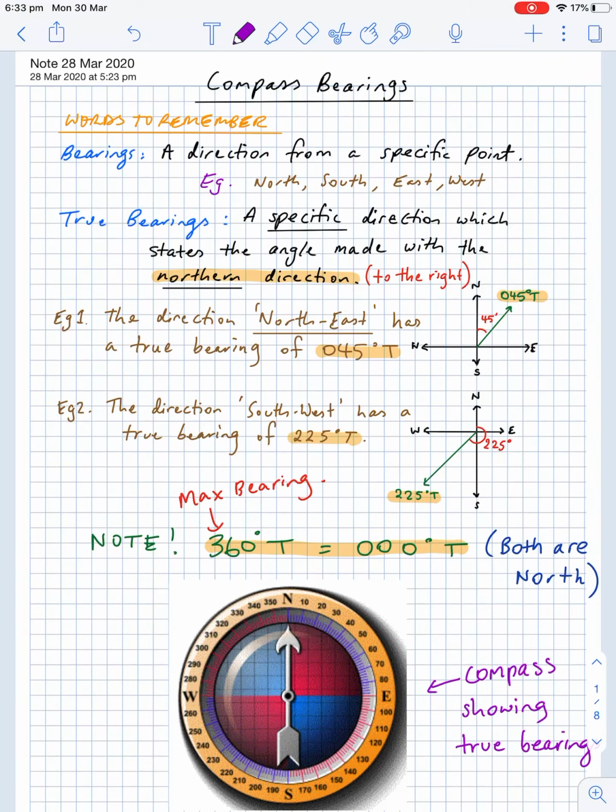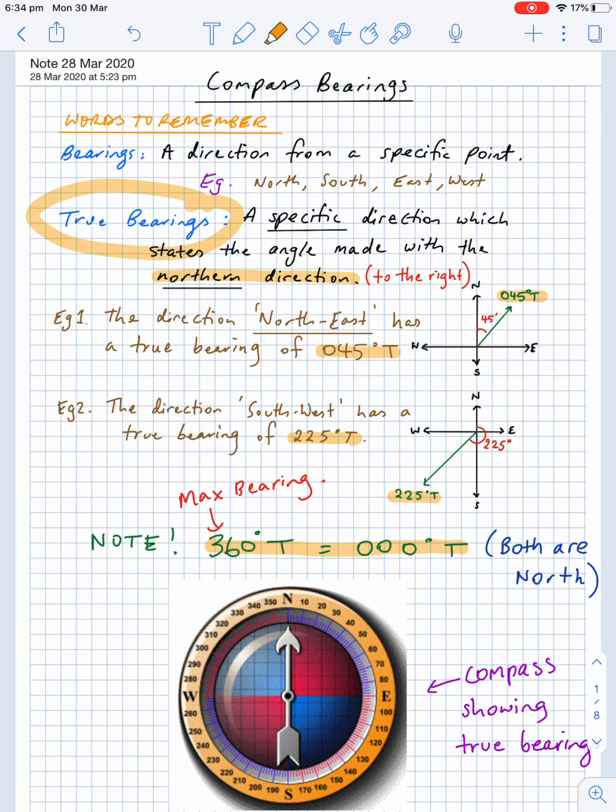So for today's lesson, we're going to be dealing with compass bearings. You would have done a bit of this in the past, but I want to have a bit of a refresher today. Okay, so bearings. A lot of people typically have a lot of trouble with bearings. A bearing is a direction from a specific point. For example, north, south, east, west, they're all about just going in certain directions. They're types of bearings.